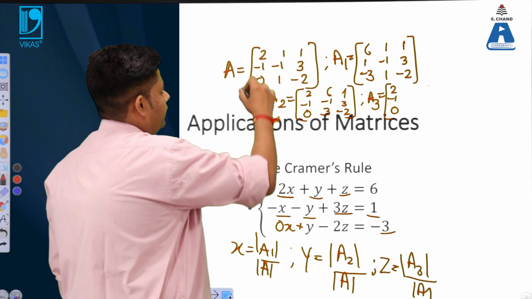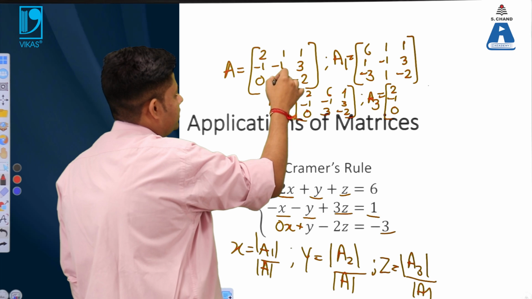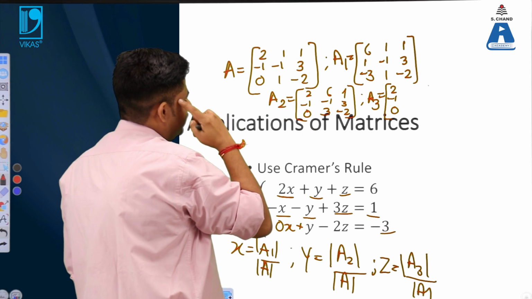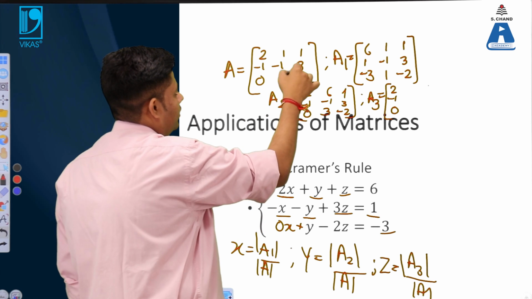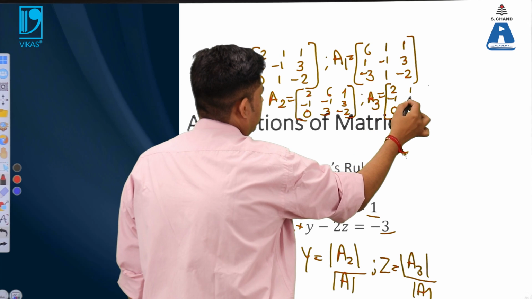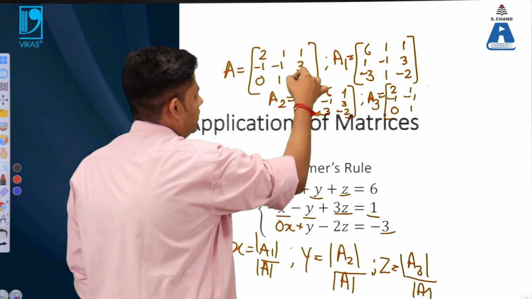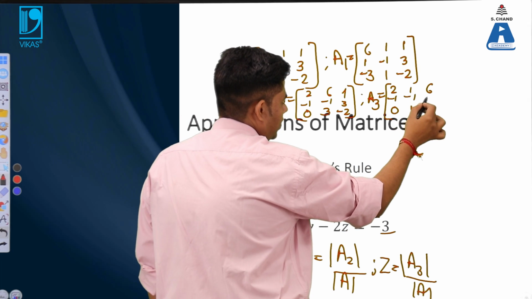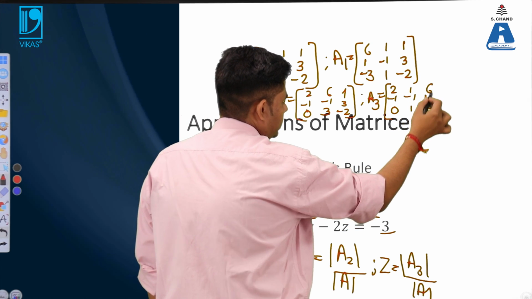So for A3, we have this matrix, which is a coefficient matrix, and in that coefficient matrix, I need to replace the third column. So 2, minus 1, 0 is the same, 1, minus 1, and 1 is the same, and the third column is to be replaced by all these constants, which are 6, 1, and minus 3.